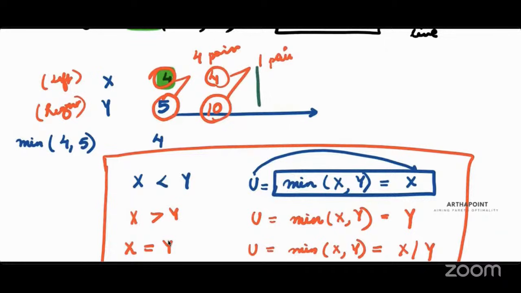Supposedly, it's the reverse. Y is 4, but x is 5. Then also I will make 4 pairs only. The 5th shoe would be of no use to me. But if x and y are equal, then also I will have the same pairs, 4 pairs.